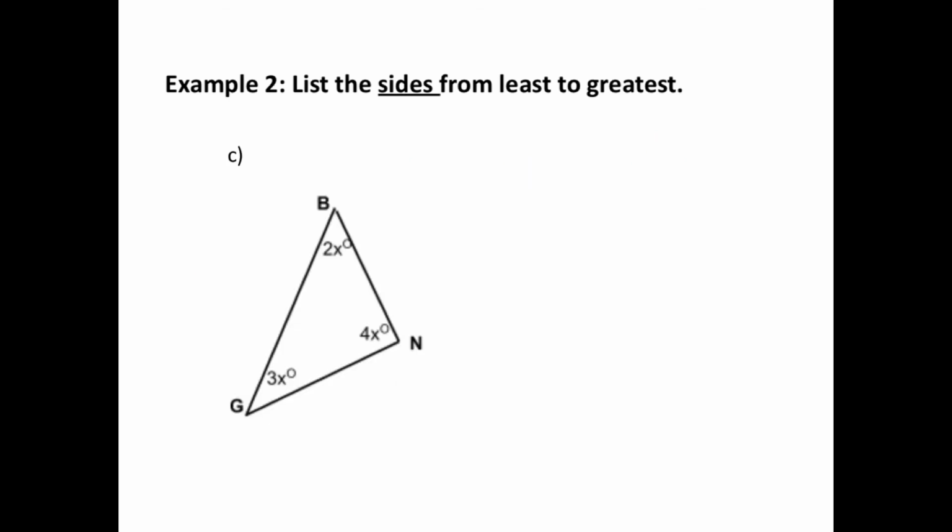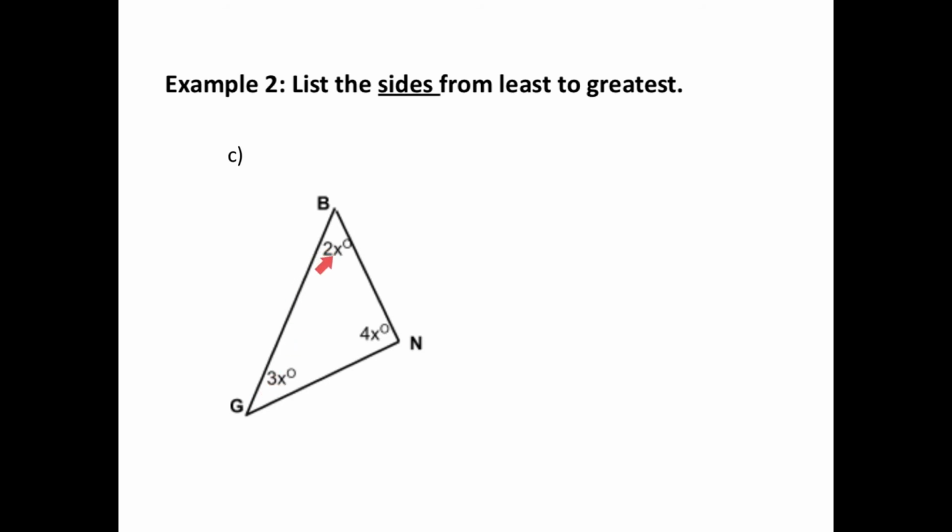Now let's go ahead and get into some examples that actually have variables in it. We could go ahead and solve for x, knowing that the sum of the three angles together is equal to 180 degrees from the triangle sum theorem. However, I'm not going to do that with this particular problem because this is just twice some x value, 4 times that same x value, and 3 times that same x value.